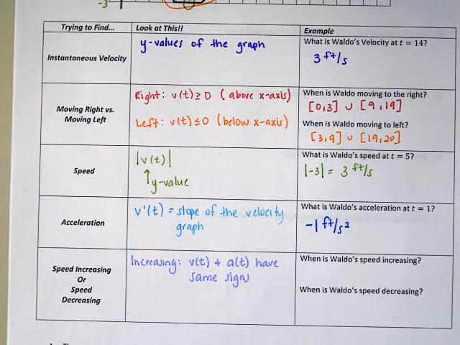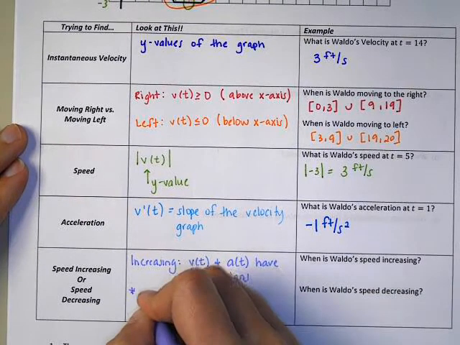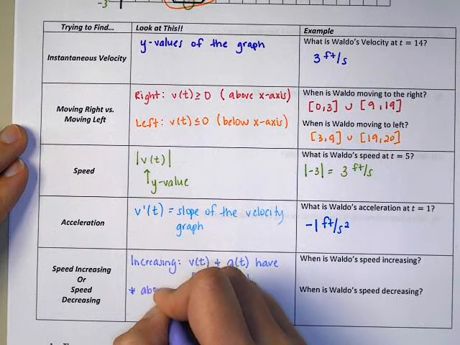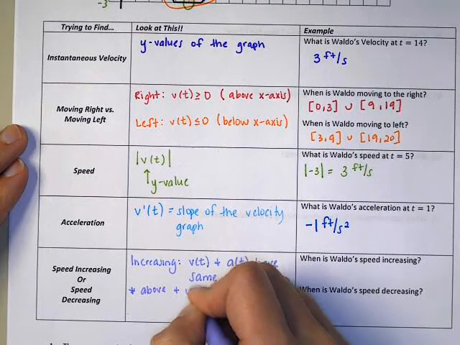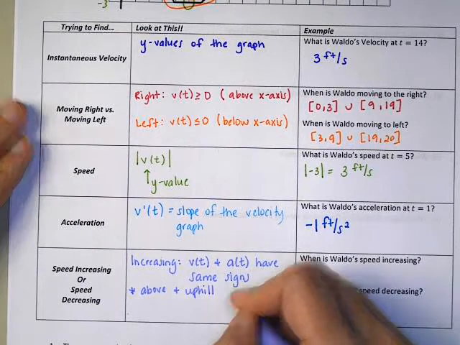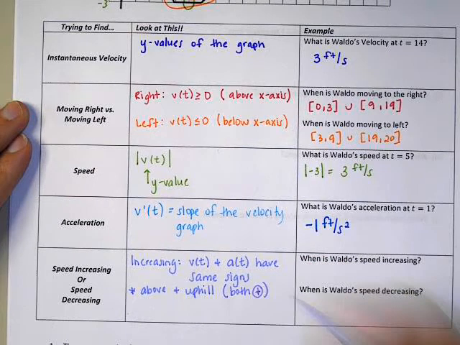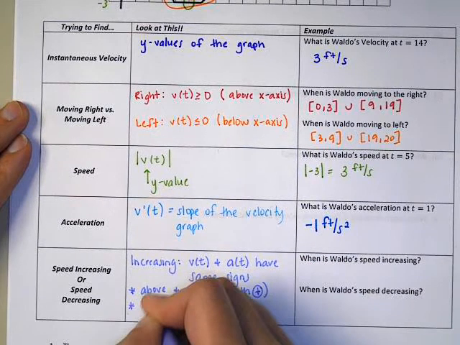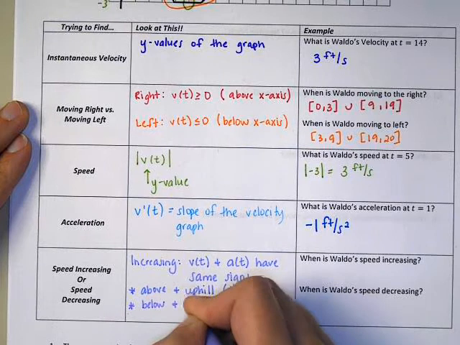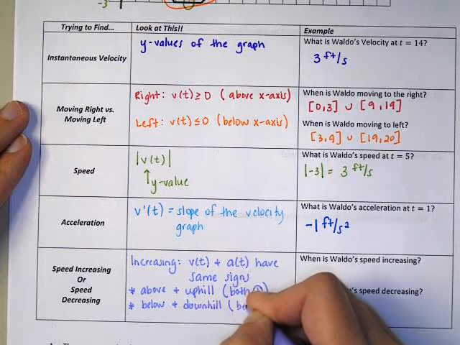So we want our velocity to be positive and acceleration to be positive, or velocity to be negative and acceleration to be negative. Now there are two situations where this can happen. You could be above, which means your velocity is positive, and have a positive slope, so uphill, that would be your acceleration being positive. So above and uphill means that both are positive. Or you could be below and downhill, meaning your velocity is negative and your acceleration is negative.